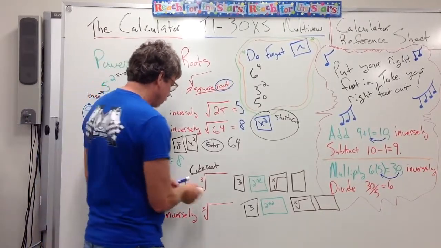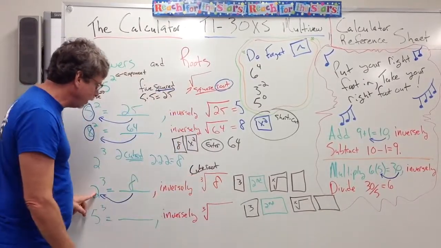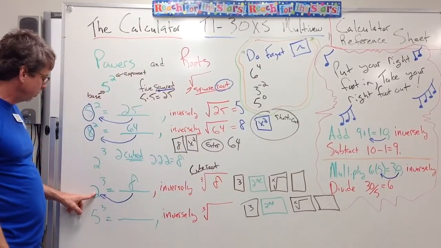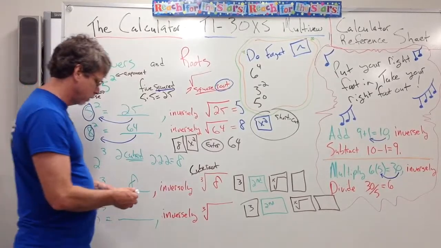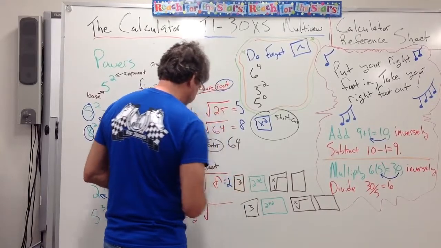So I'm going to be taking the cube root of 8. And the cube root of 8 basically means, what did I cube that gave me 8? So the cube root of 8 would take me back to the 2. So the cube root of 8 would equal 2.